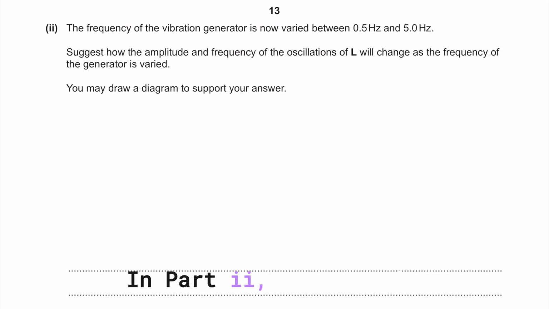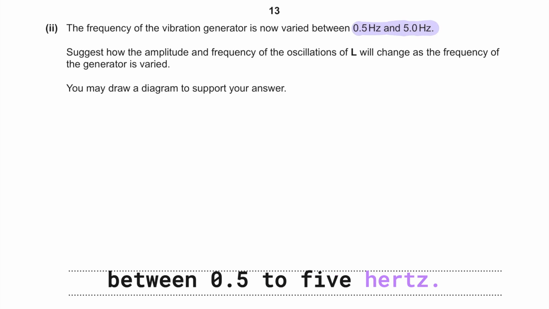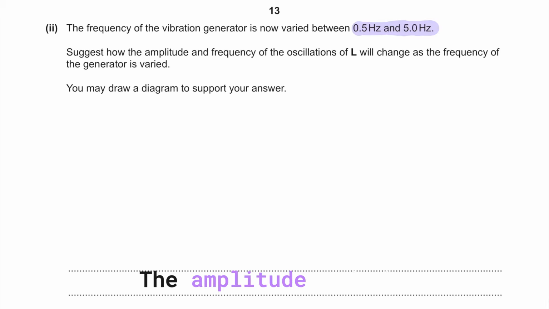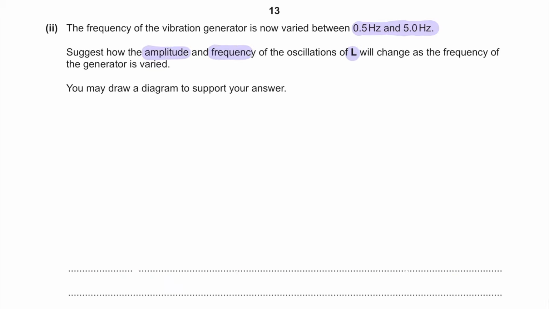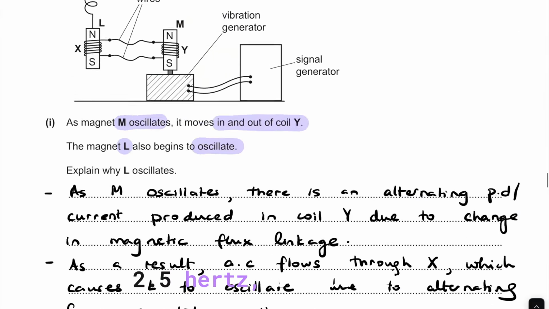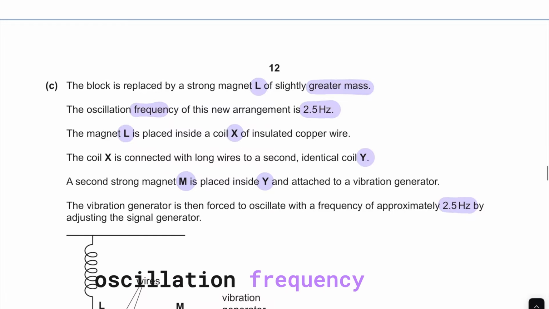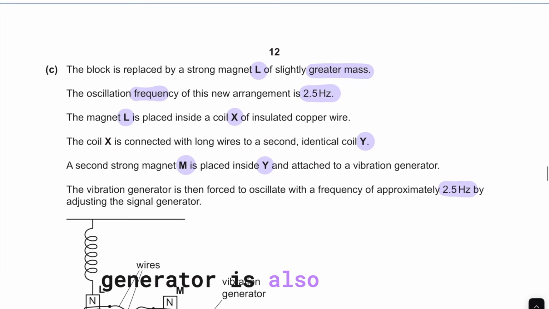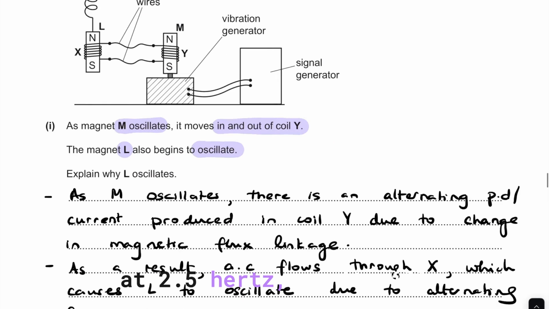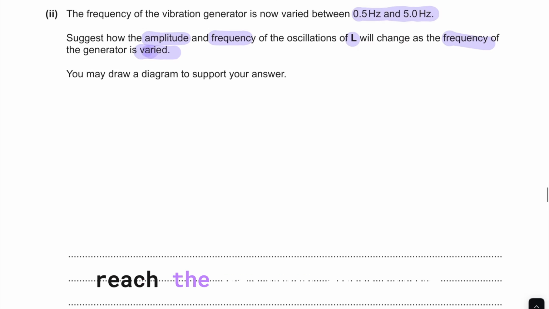In part II, it says the frequency of the vibration generator is now varied between 0.5 to 5 Hz. Suggest how the amplitude and the frequency of the oscillations of L will change as the frequency is now varied. It would resonate at 2.5 Hz because the oscillation frequency is 2.5 Hz and the vibration generator is also vibrating at 2.5 Hz. So it will reach the maximum amplitude.